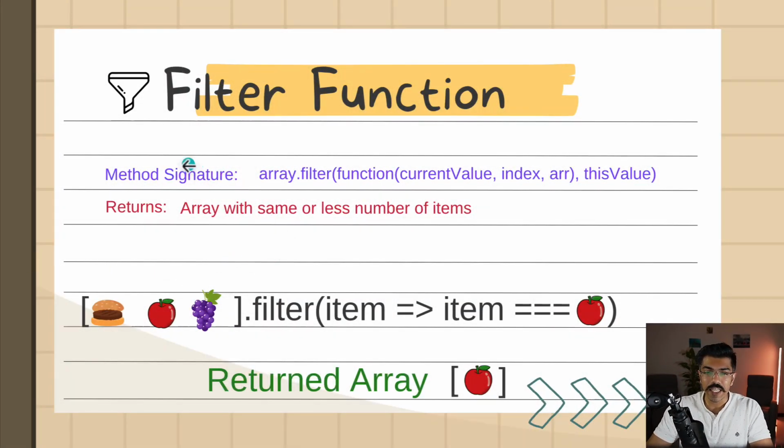So let's see the method signature first, of exactly what the arguments are that need to be passed in. First of all, we are going to be using the array on which we want to be filtering, say dot filter, and it basically takes in a function which has the same kind of method signature as the map function. So the first parameter is the current value, then you have the index of the array element on which it's iterating, and you have the original array. And you also have the option of passing the this value.